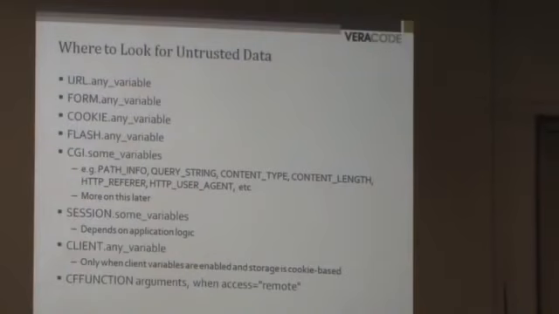Anything in the client scope, I've got a slide on this later, but client scope variables persist across sessions, and they may contain tainted data depending on, again, what the application does. And then finally, CF function arguments. Those are the user-defined functions I referred to earlier, and I've got a slide on that.